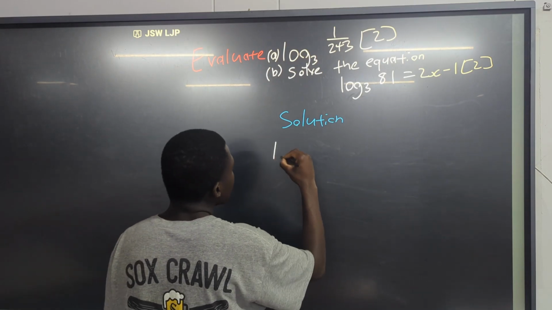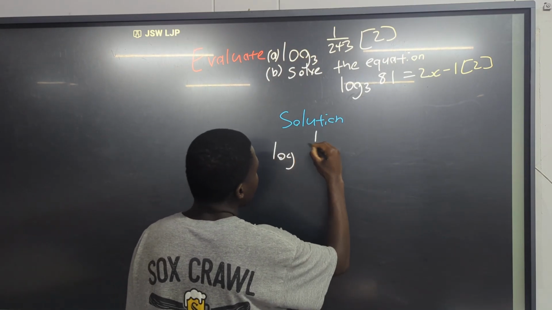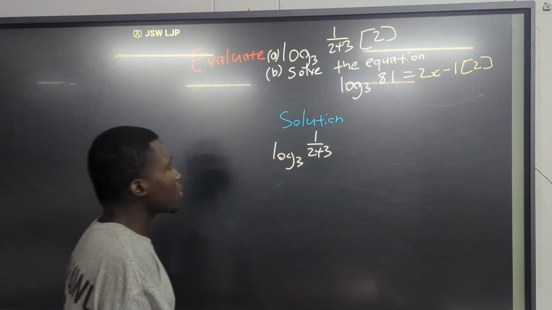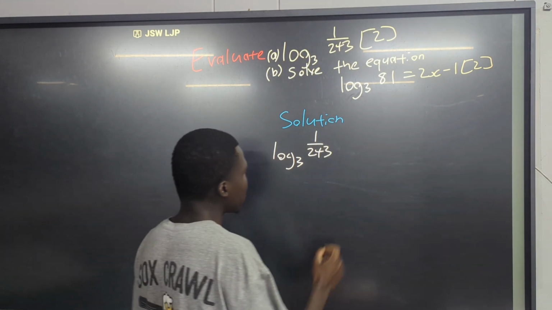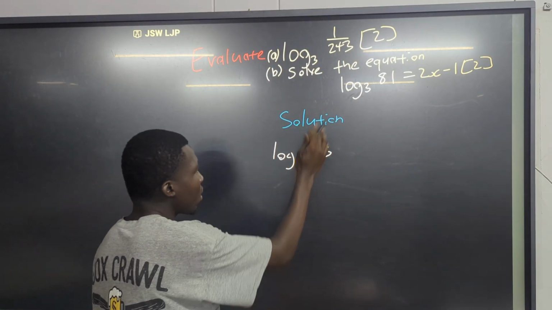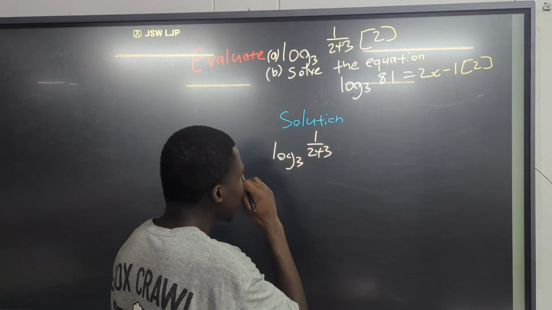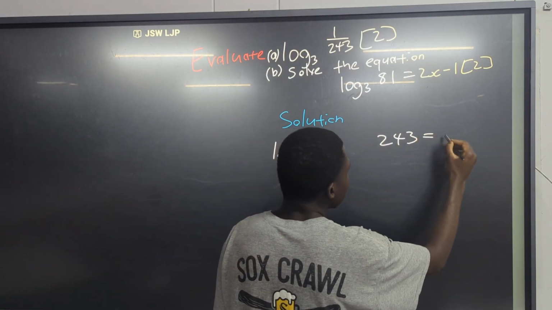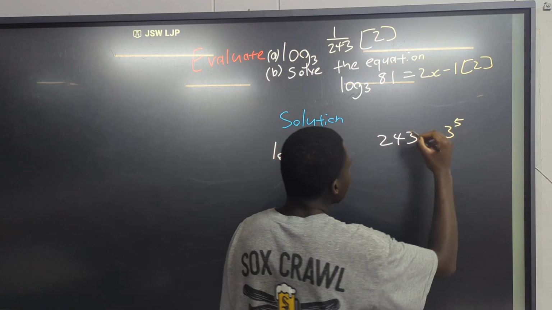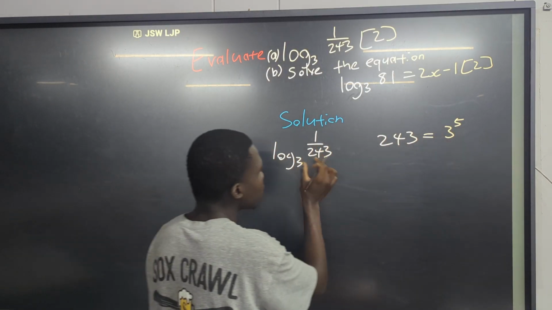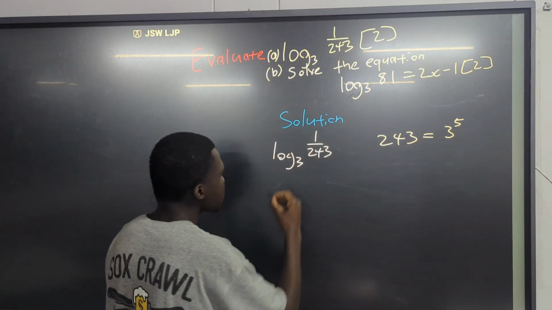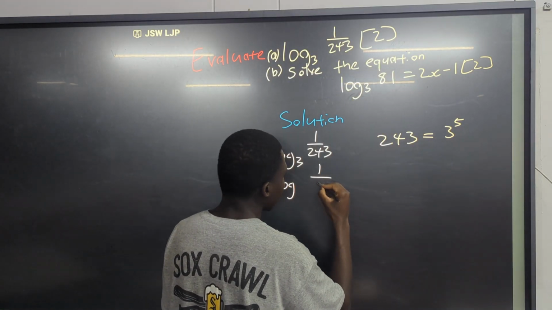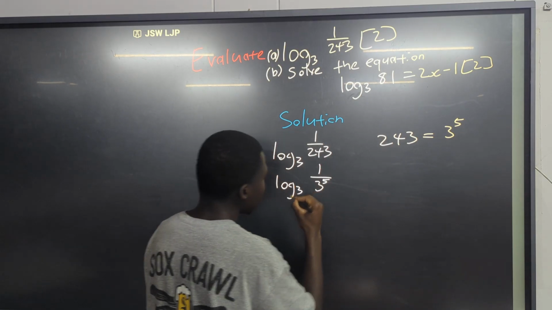We're given log 1 over 243 base 3, and it's easy. So first things first, we need to express our argument in terms of the base that we have, right? So 243 is the same thing as 3 to the power of 5, right? So we replace 243 with 3 to the power of 5. So log 1 over 3 to the power of 5 base 3.